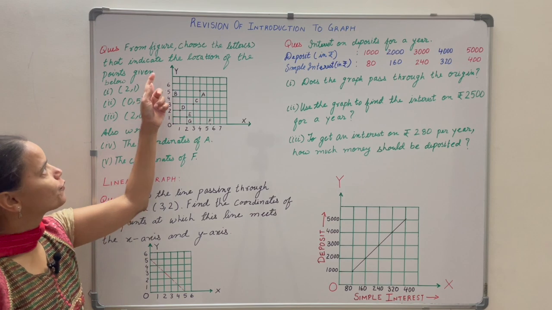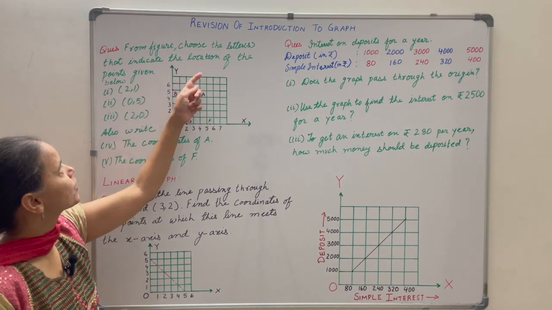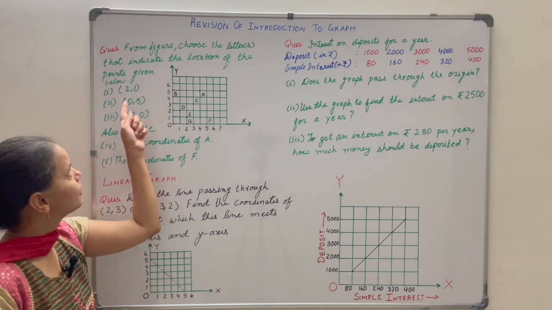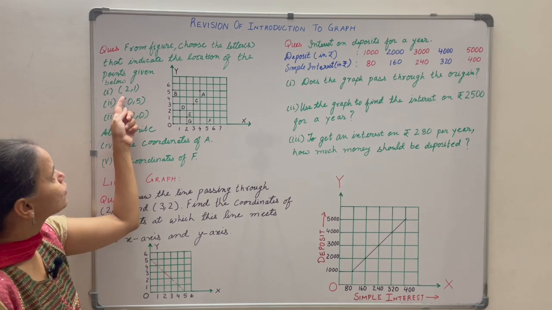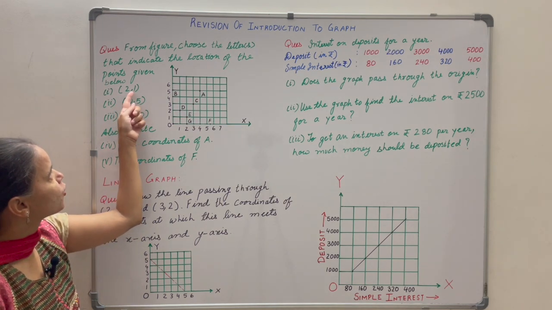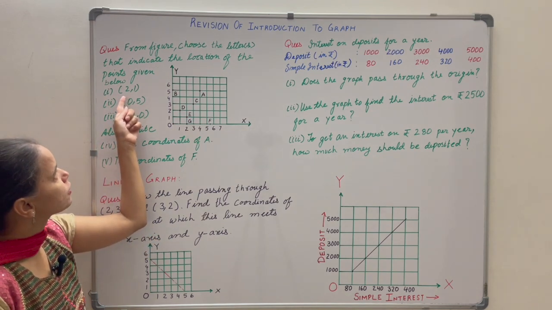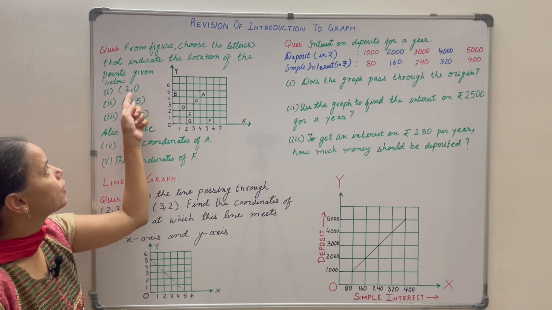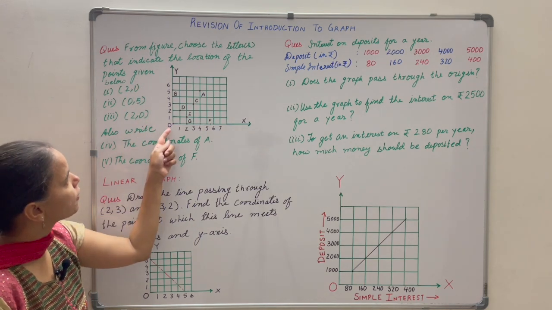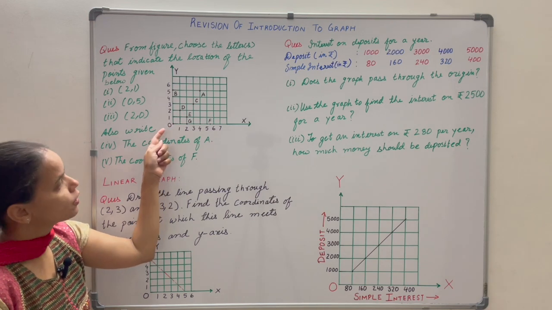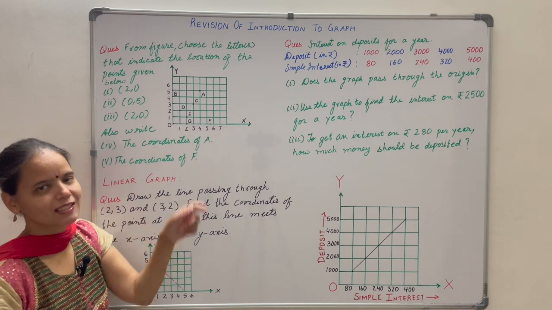Question. From the figure, choose the letter or letters that indicate the location of the points given below. So you need to find out the location of these points. So this is 2 comma 1. 2 is your x coordinate, 1 is your y coordinate. So 2 tells how much you have to move towards right and 1 is telling how much you have to move vertically upward. So you are standing here at 0 comma 0. You have to move 2 units right and then 1 unit up. You reach point E.